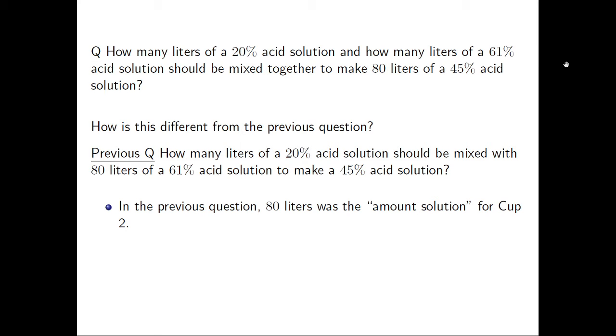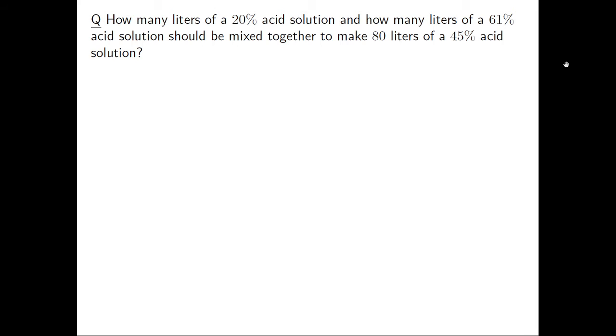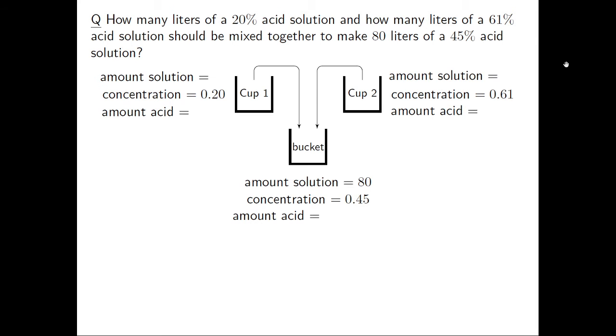The real thing to note here is that in the previous question, 80 liters was the amount of solution for cup number 2. In the question we're about to look at, the new question, 80 liters is the amount of solution for the final bucket. So we'll draw this diagram, and the point now is that 80 is in a new location compared to the previous example. 80 is now the amount of solution of the bucket as opposed to the amount of solution for cup 2.